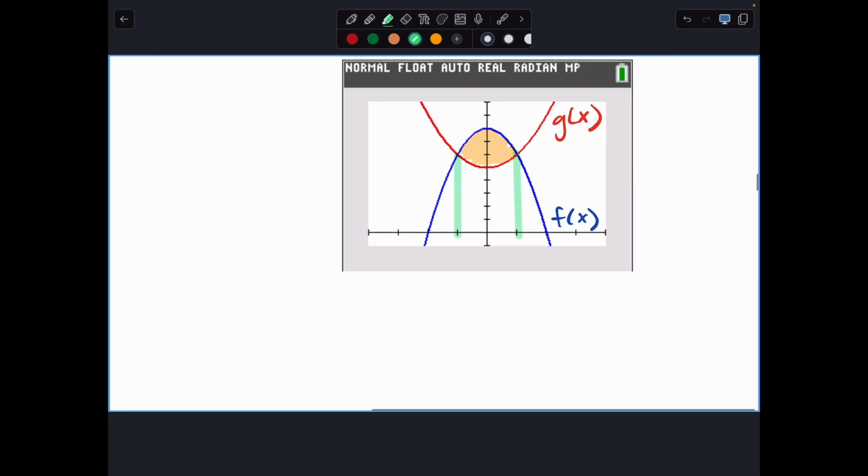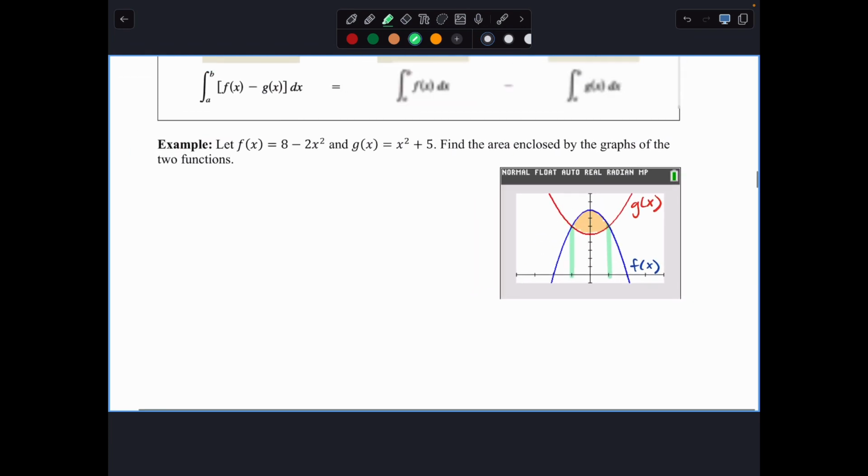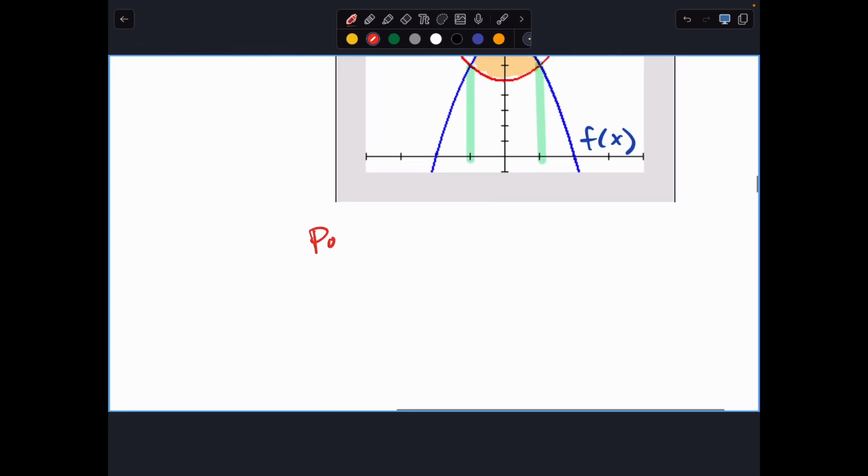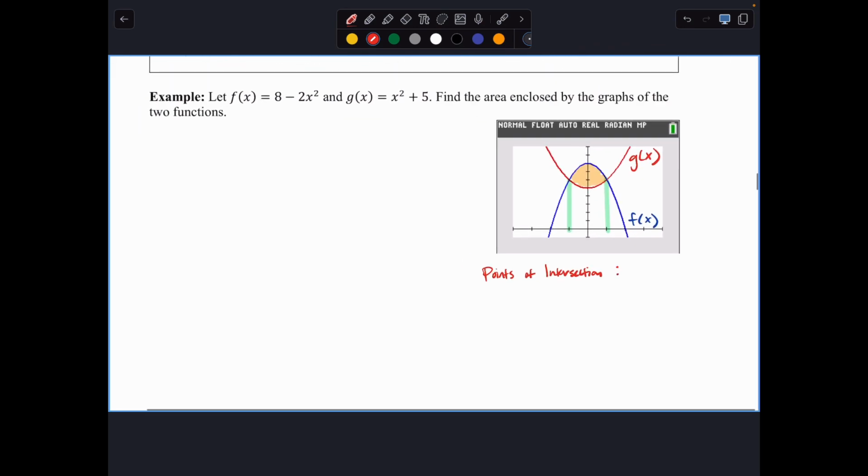If you didn't know that, if you weren't given a picture of the graphs, how could you figure out what their points of intersection are? Set the functions equal to each other. So for finding points of intersection, let's just confirm that we get -1 and 1. Now, if it's a calculator active question, have your calculator do it. But if it's not calculator active, you have to think about setting the functions equal to each other.